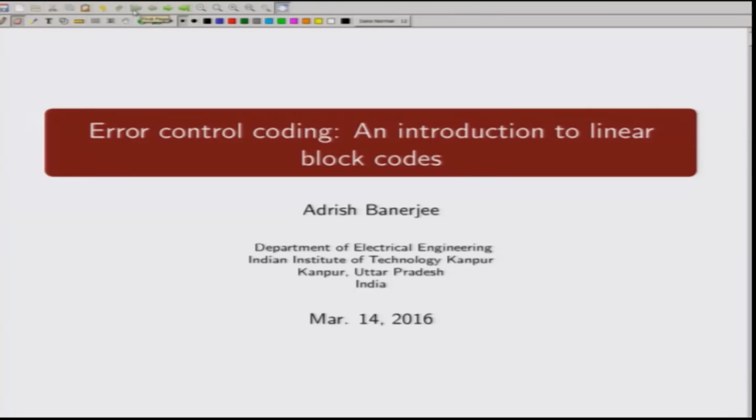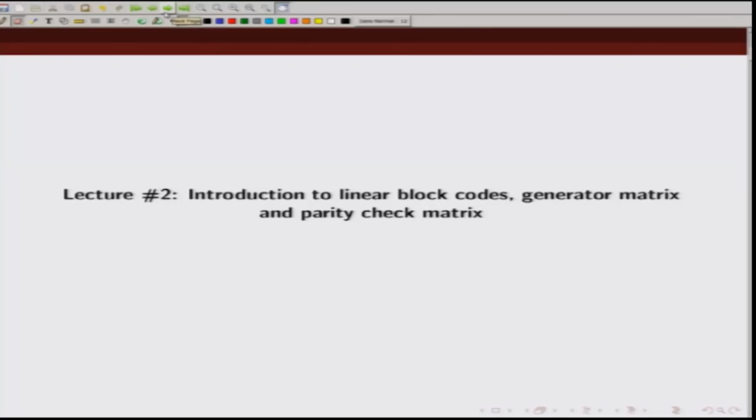Welcome to the course on error control coding and introduction to linear block codes. Today in this lecture, we are going to describe what we mean by generator matrix and parity check matrix. So, we will continue our discussion with introduction to linear block codes. We will first describe what is a generator matrix and what is a parity check matrix and how are they related.